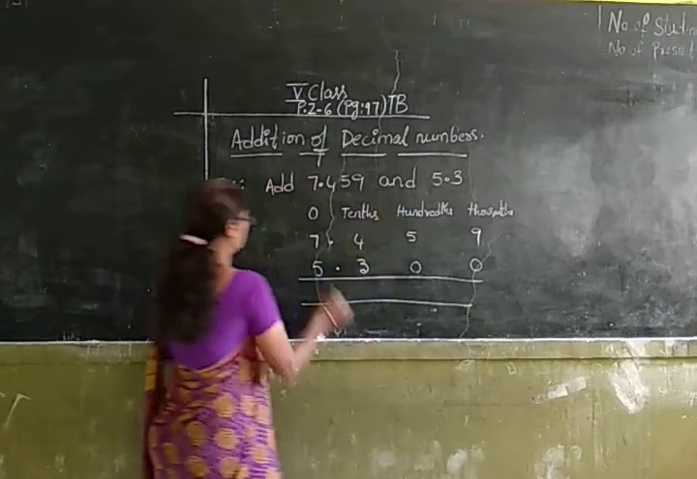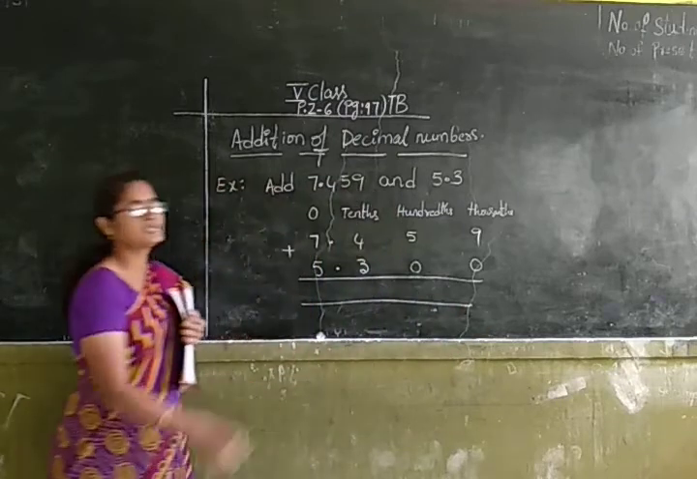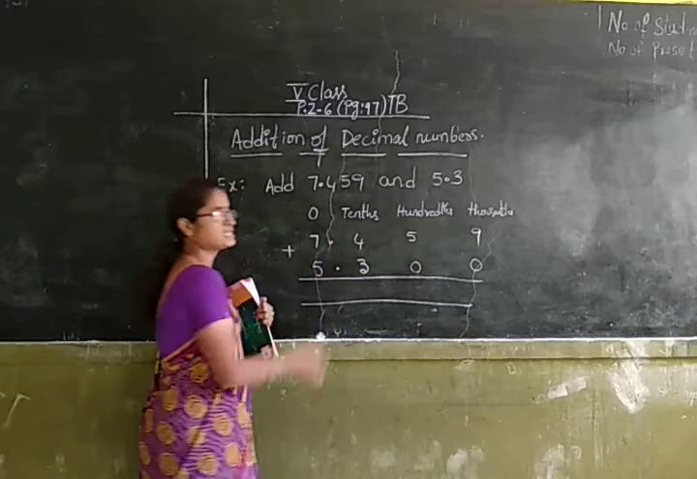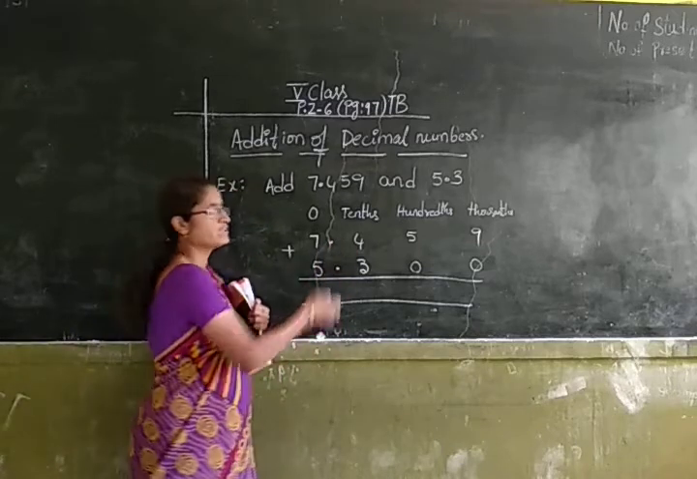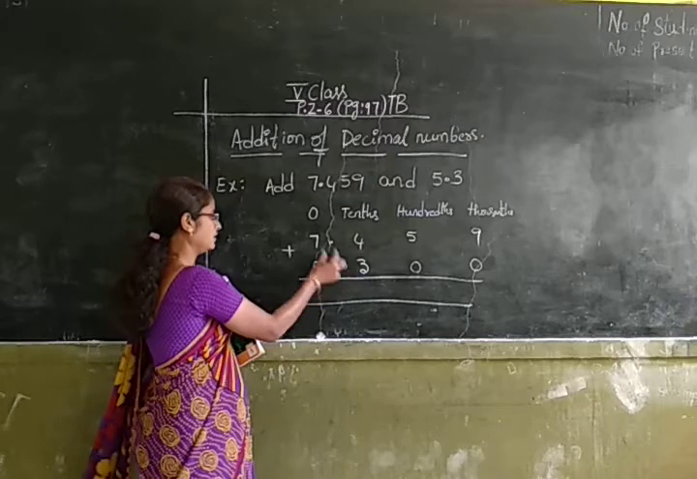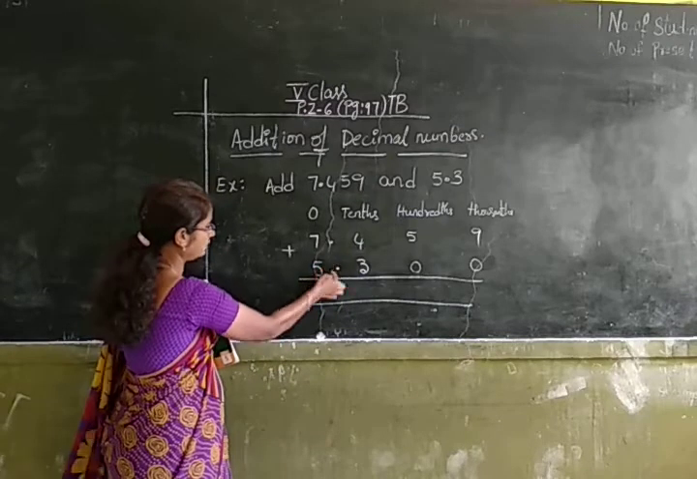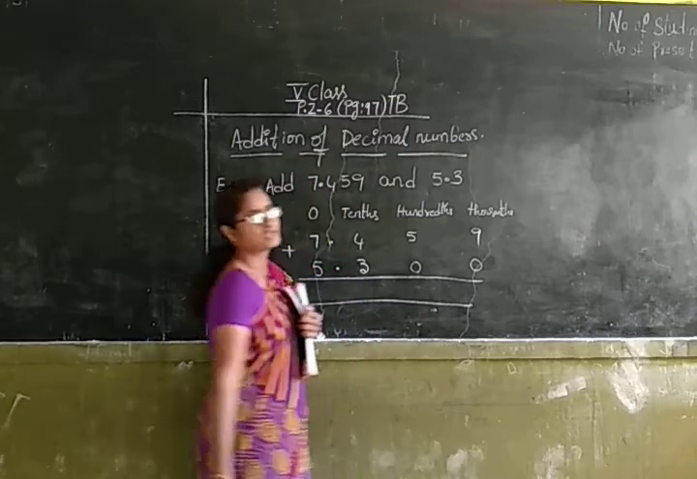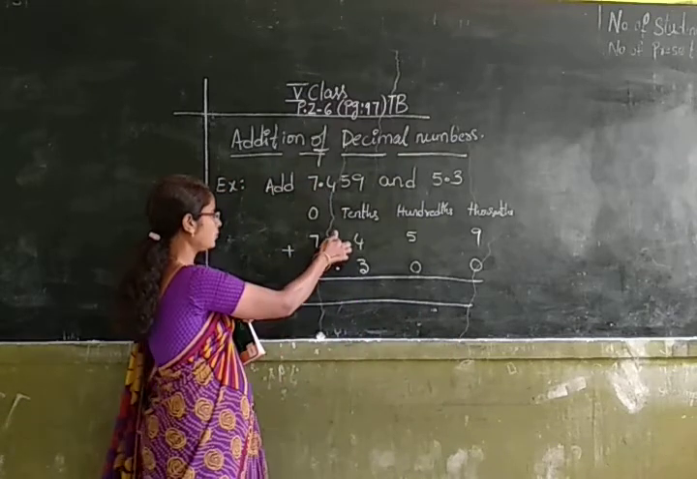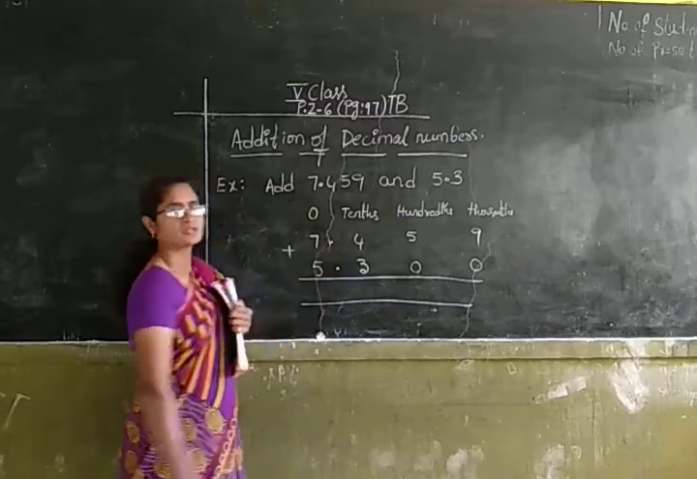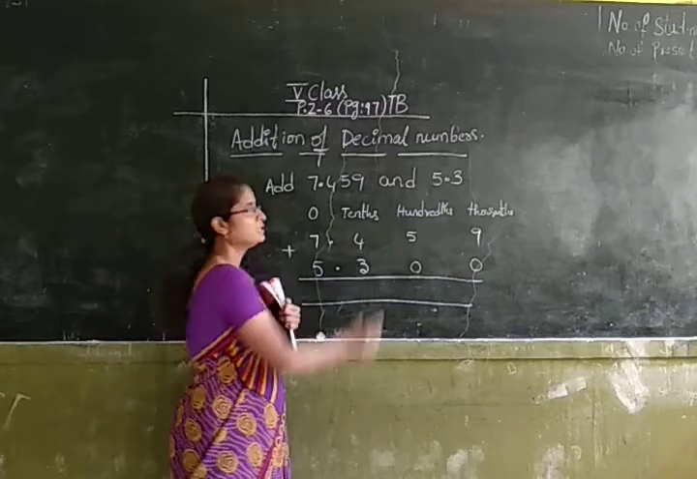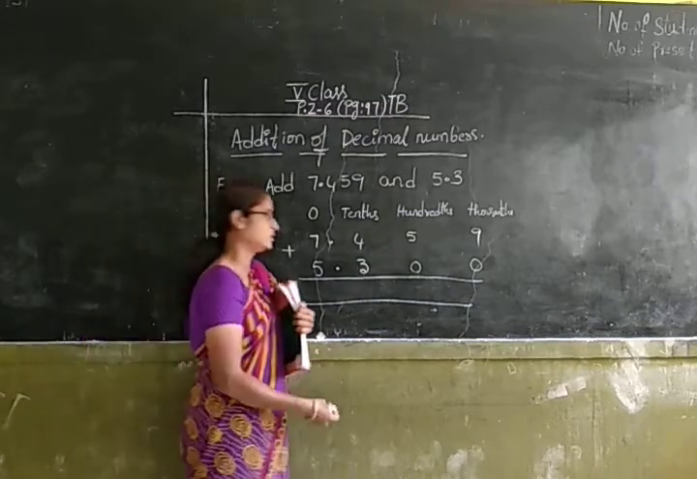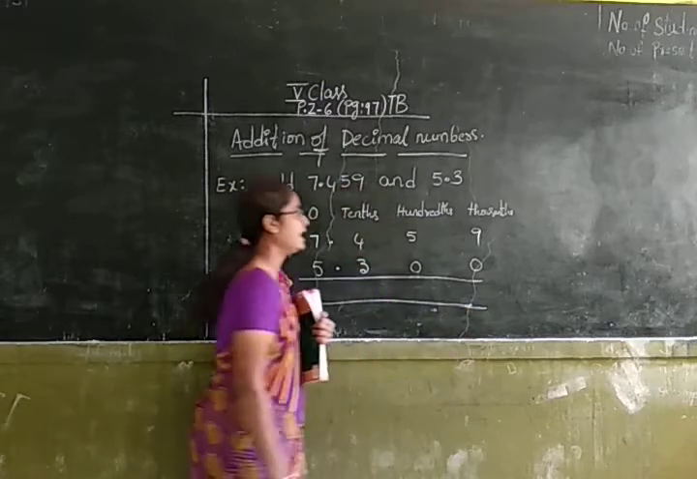Okay, children? So after arranging the numbers in columns, we have to check whether the point is in one column. If the point is in one column, it means that we have arranged the numbers properly according to their places. See here, the point is in a column. So by that we can understand that the numbers are arranged in correct places. So now let us start adding the numbers.